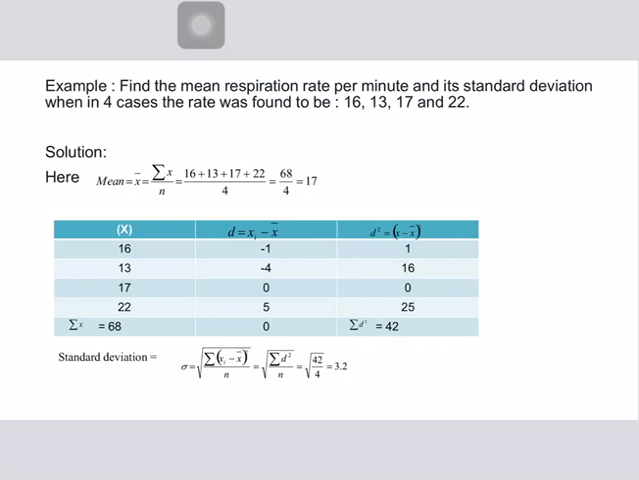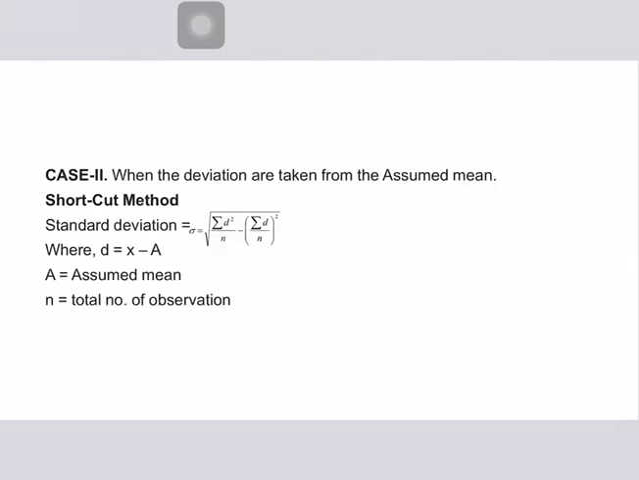Now we come to the second method, called the shortcut method. Here we provide you a formula for the shortcut method where d equal to x minus a means deviation from the assumed mean, a equal to assumed mean and n equal to total number of observations.